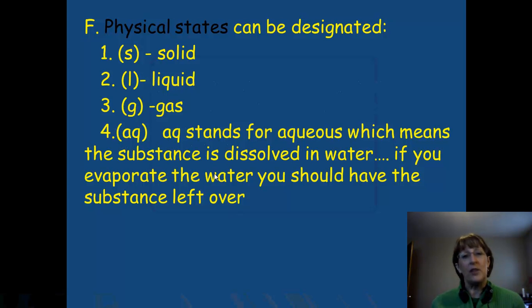Okay, capital letter F, physical states. You can indicate whether the product or the reactant is a solid, liquid, gas, or it's aqueous. Alright, so the physical states, S would be solid, L would be liquid, G gas, and AQ means it's dissolved in water. So if you have an aqueous solution, then all you have to do is evaporate the water, and you should have your substance, that precipitate that formed, or whatever substance you have dissolved in the water should be left over. So if you have salt water, and you want to get just the salt, just evaporate the water. Heat the water off, and what you have left would be whatever was dissolved in that water.